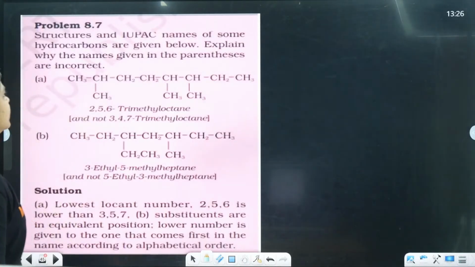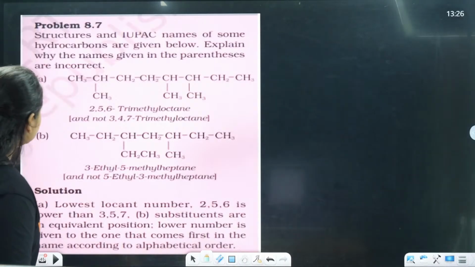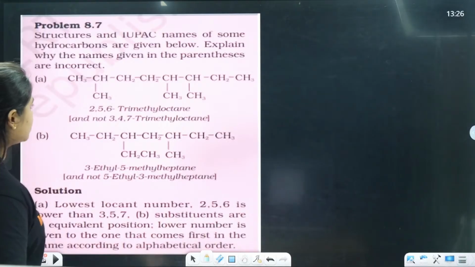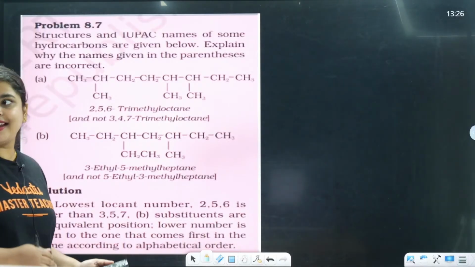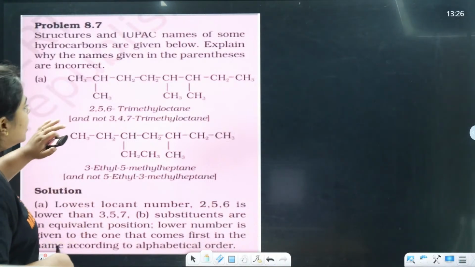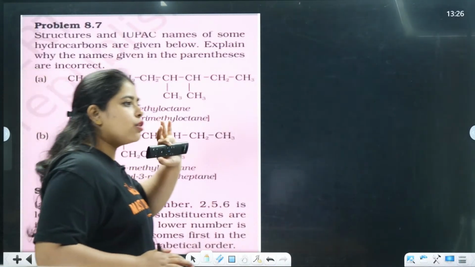First is what? Structures and the IUPAC names of some hydrocarbons are given below. Explain why the names given in the parent list are incorrect. Okay. So they have asked why it is actually incorrect and how actually we can name it.